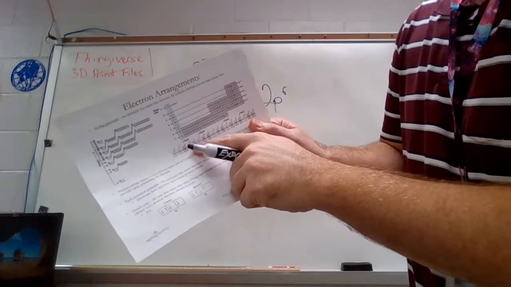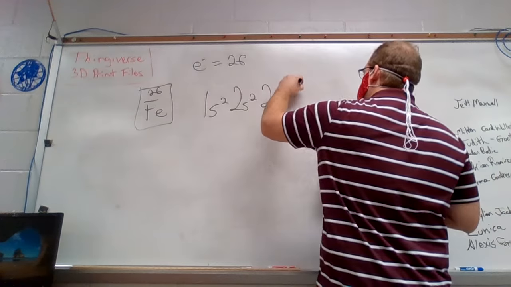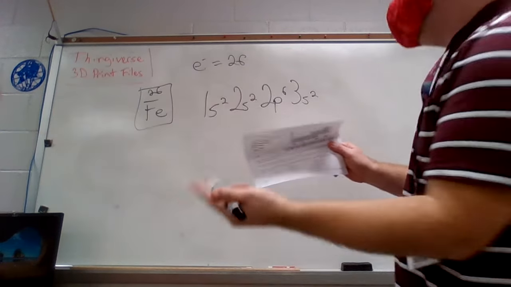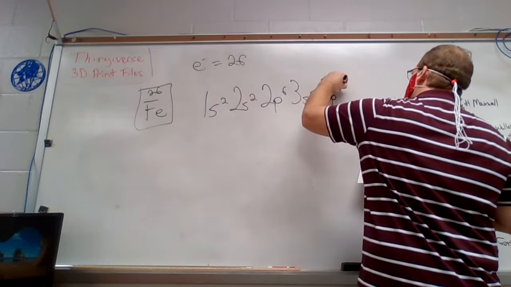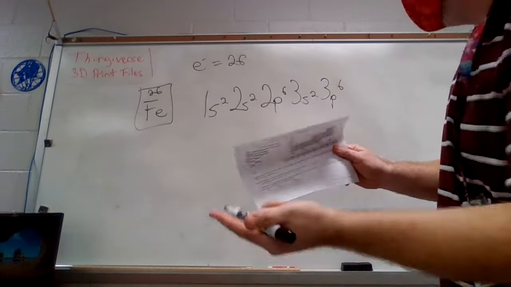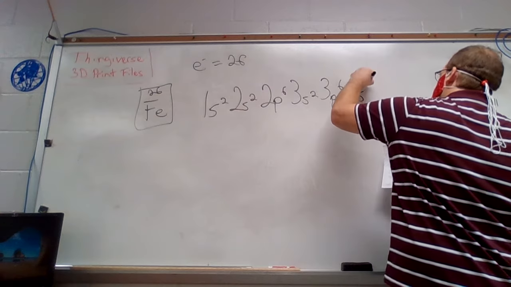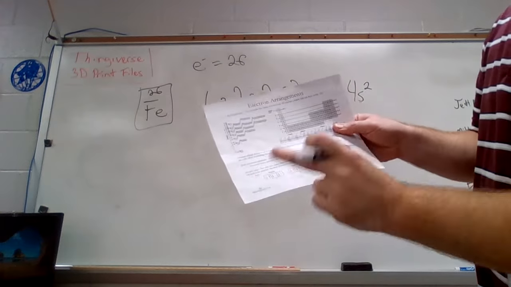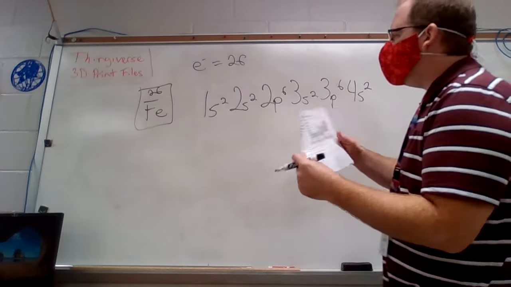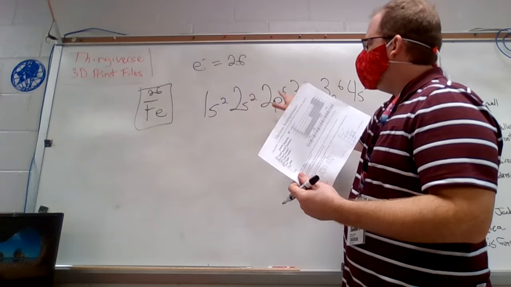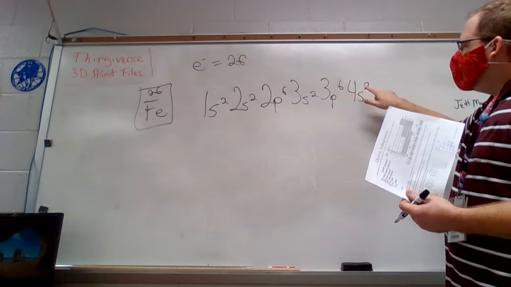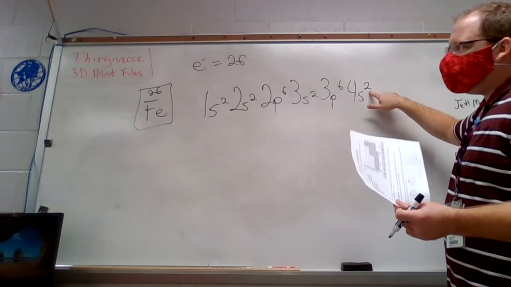Next we go to 3s. It is 3s squared. Then we're going to go to 3p, which is to the 6th power. Now we go to 4s, which is squared. And then finally we get to 3d, and 3d has 10 electrons in it, and that's going to be more than we need. If we add up our electrons, 2 plus 2 is 4, plus 6 is 10, plus 2 is 12, plus 6 is 18, plus 2 is 20. So we have 20 written out already.